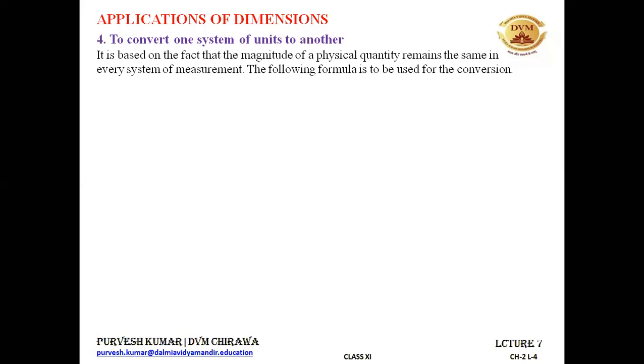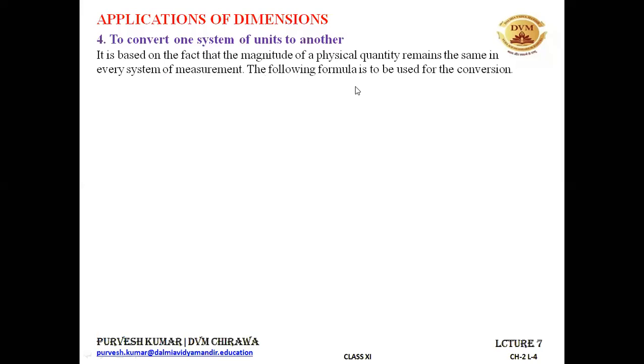See, for example, if I am measuring something in the SI system, say 1 kg, I have measured 1 kg in the SI system. But if I measure the same quantity in the CGS system, the magnitude will remain the same, only the units get changed. It will be 1000 gram. 1000 gram is equal to 1 kg. We know this. So the quantity is the same, but the numerical value and units get changed in the different systems. That's what it is based on.